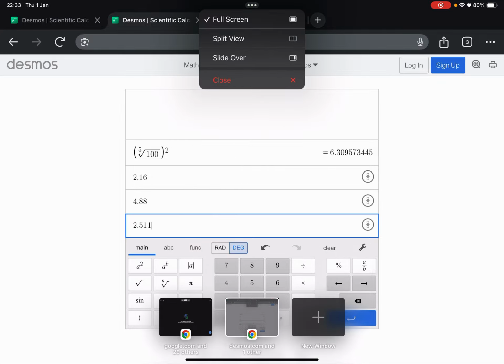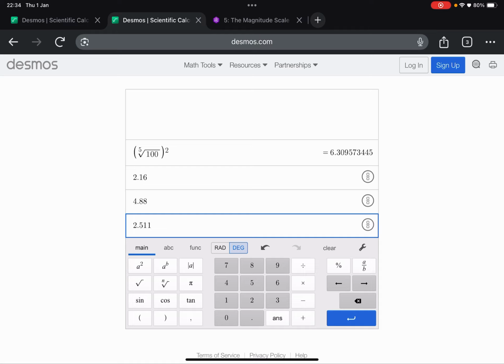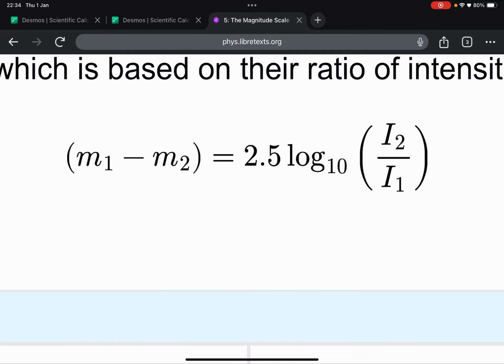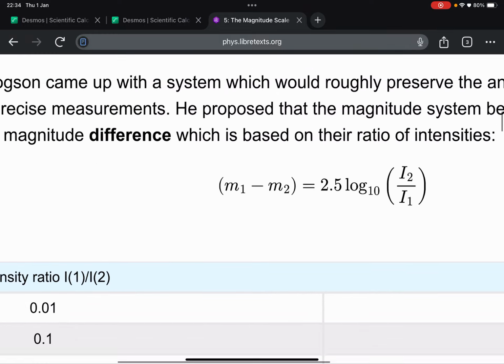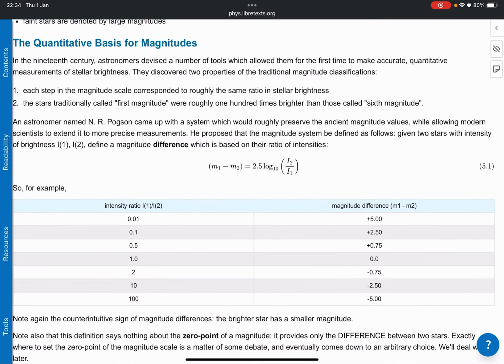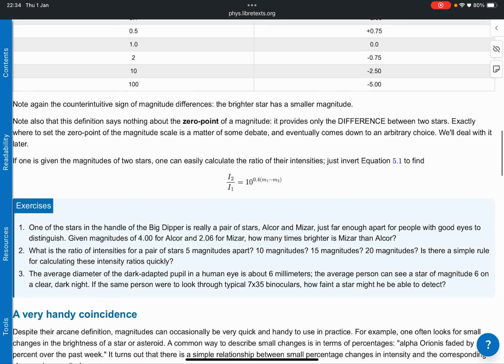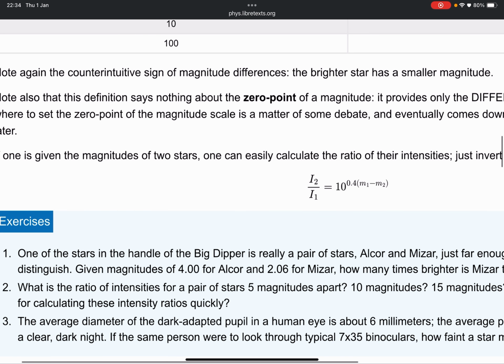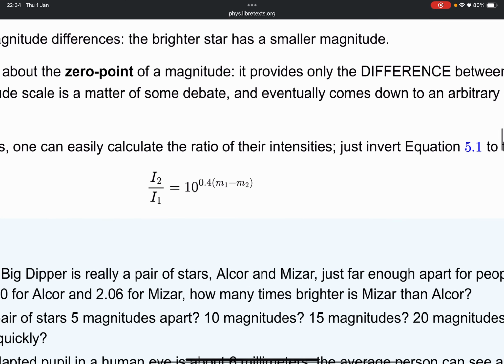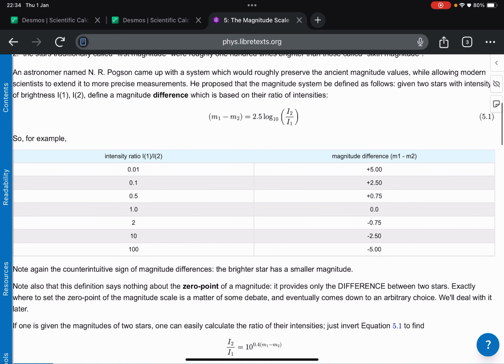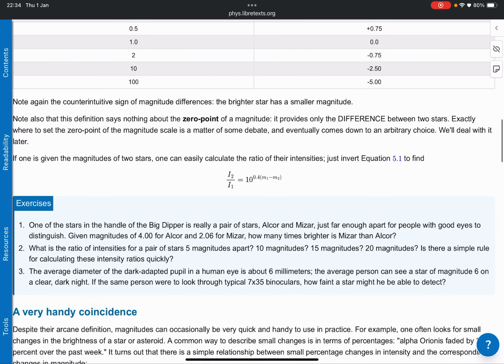But at 2.5, do we have to convert it to solar? I don't want to convert it to solar. I mean, the typical way to do it is you can convert it to solar. Wait, let me think if there's actually a better way to do this, because I really don't want to use my brain cells. Yeah, if we have the magnitude of 2 stars, we can calculate the ratio of the intensity by inverting the equation.